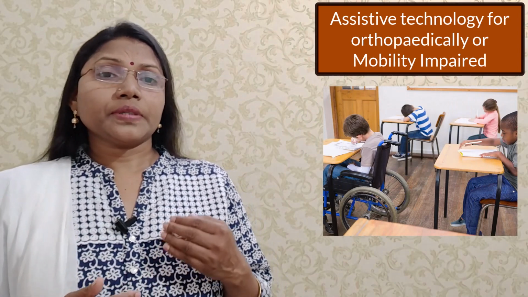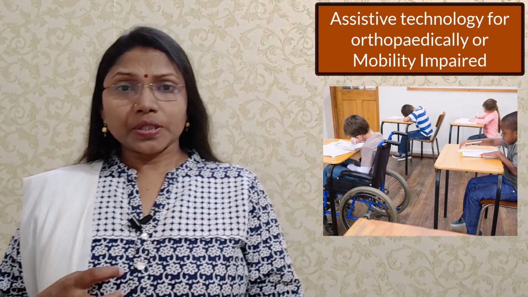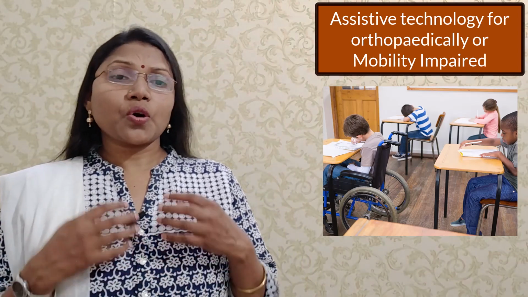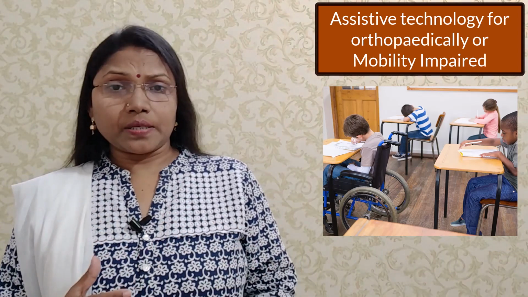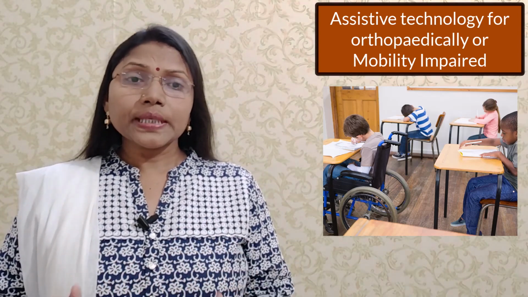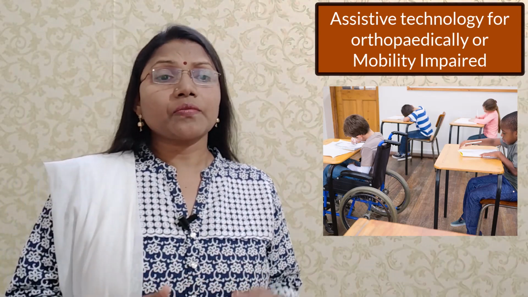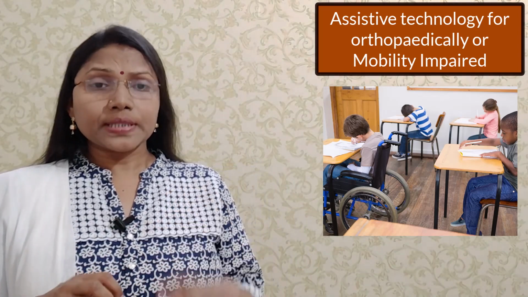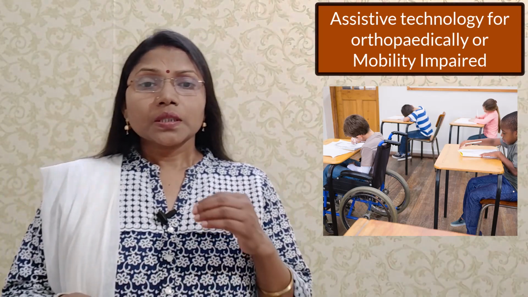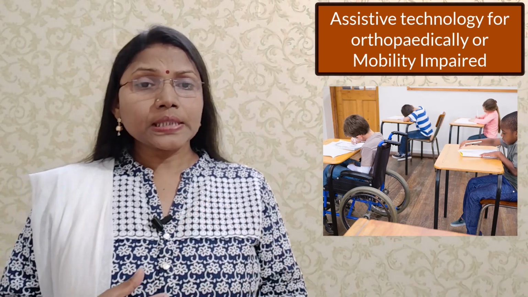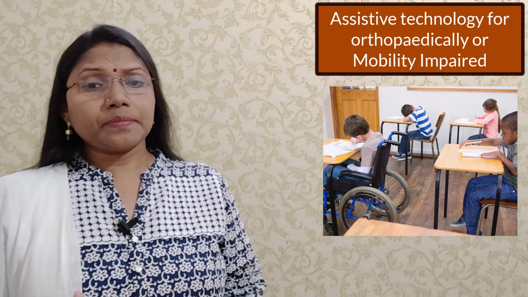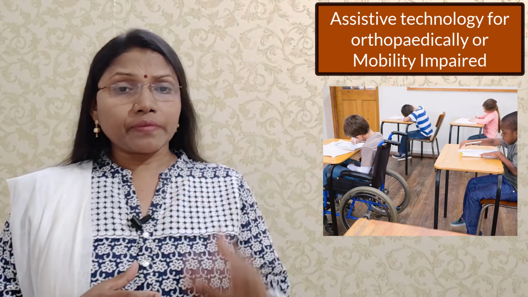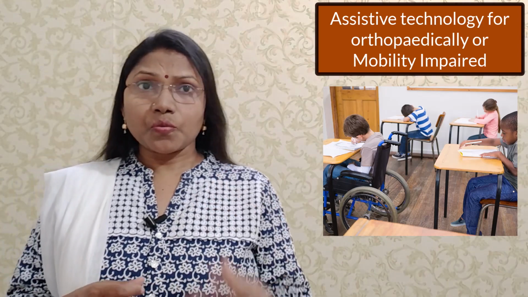Now, going further with the different examples of assistive technologies for diverse learners. Assistive technology for orthopaedically or mobility impaired. Orthopaedically or mobility impaired students need a wide variety of assistive technologies, enabling them to adapt and learn in the inclusive classroom setup. They may be helped in their proper mobility with devices like wheelchairs and walkers.